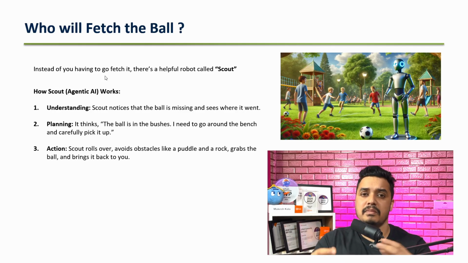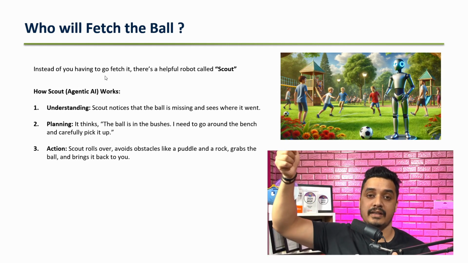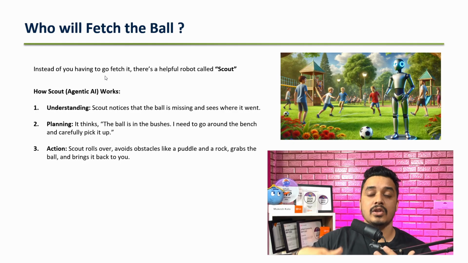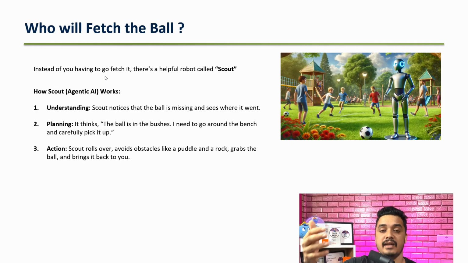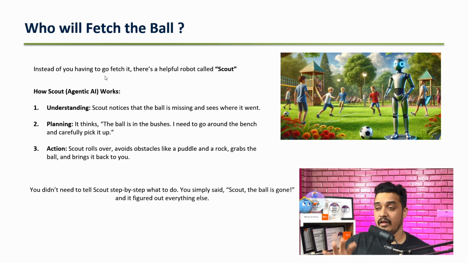The action could be simple: write an email, raise an alert, create a ticket in ServiceNow, raise a Jira, right? So all of these things can be done by agentic AI. Now if you see here, you didn't tell Scout to do these things step by step, right? Scout automatically understood that yes, something is happening and it executed.